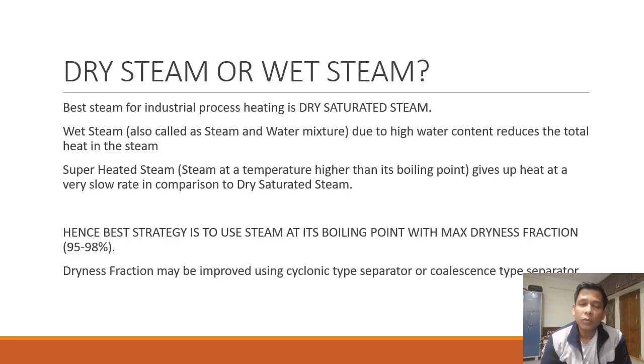When the steam converts from the gaseous state to the liquid state, that is when the maximum amount of heat transfer takes place. But if the steam stays in its state and only the temperature is decreasing, then the transfer rate is very slow. So hence the best strategy is to use steam at exactly its boiling point at a given pressure with maximum dryness fraction. In order to increase dryness fraction, any process industry may use a cyclonic type separator or a coalescence type separator as well.